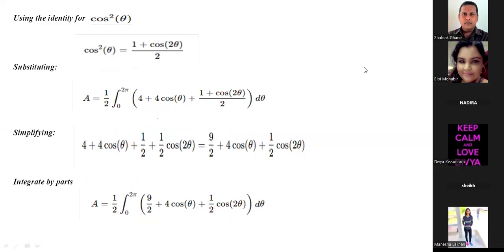And then we're going to use the identity for cos squared theta, which is (1 plus cos 2 theta) over 2. We substitute into the integral, we'll have this here, and we simplify this part here. We have this, and the same step, we integrate by parts, or by partial integration.